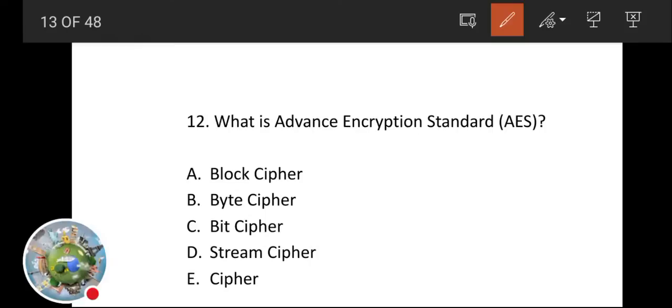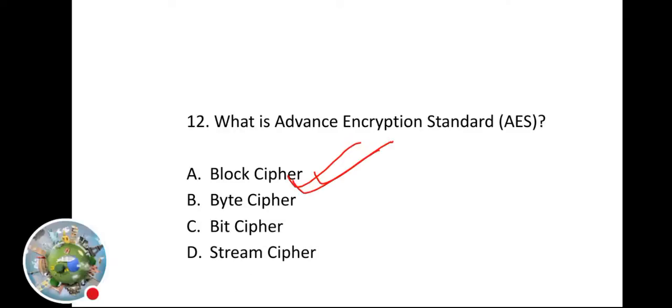So, advanced encryption standard is the strongest cryptographic algorithm which makes any inputs into a number of blocks. So the answer is A, block cipher.